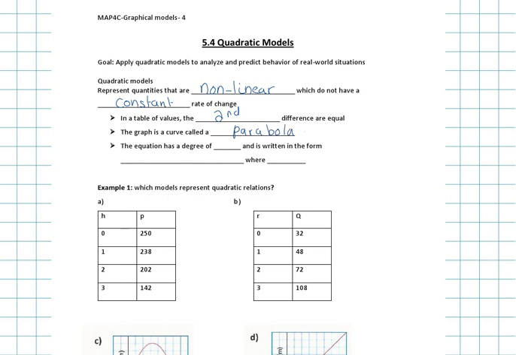What degree would the equation have? Second. And it's written in a form. Now there are multiple formats for it, but the standard one is y equals ax squared plus bx plus c, where a cannot equal 0, because the minute that a is equal to 0, you lose the x squared term, and you're left with a linear function. Okay?